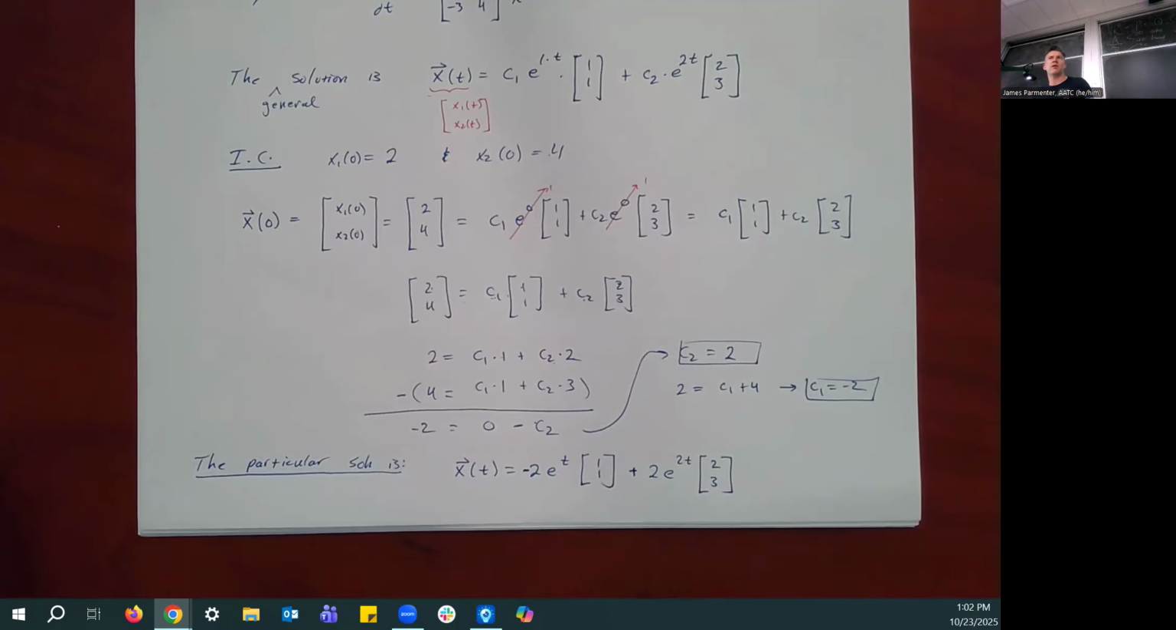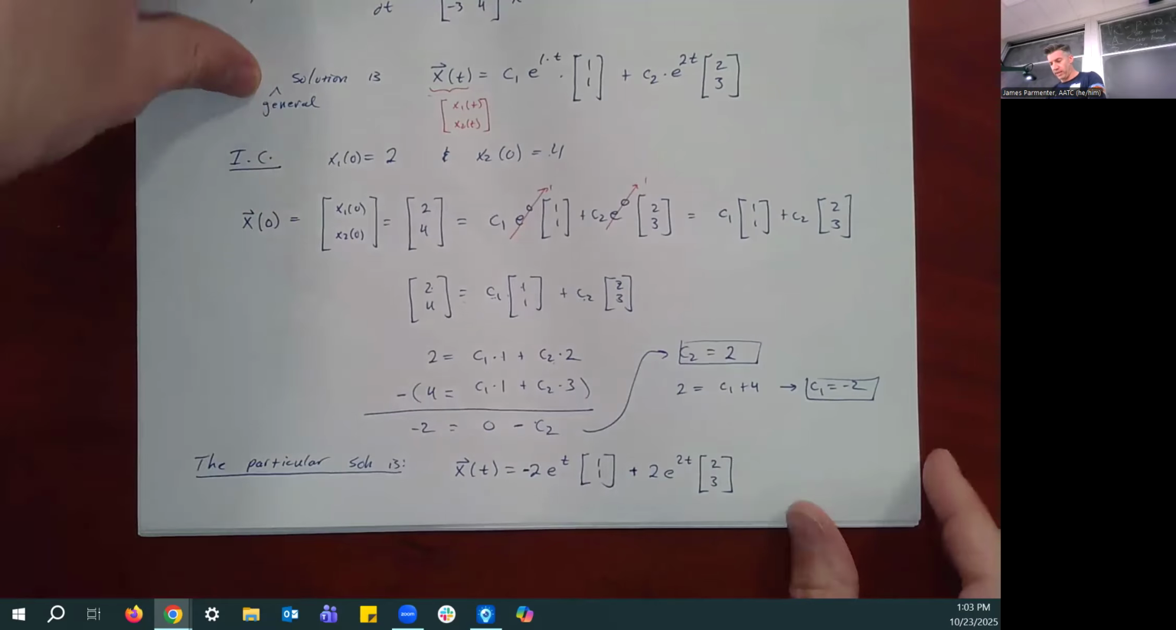So, you guys are using WebWork, right? Sometimes on WebWork, they'll ask you to write the solution, and they'll ask you to write what the x1 solution is and what the x2 solution is. And just like we've been doing so far, x1 is just whatever's in the top row, and x2 is just whatever's in the second row.